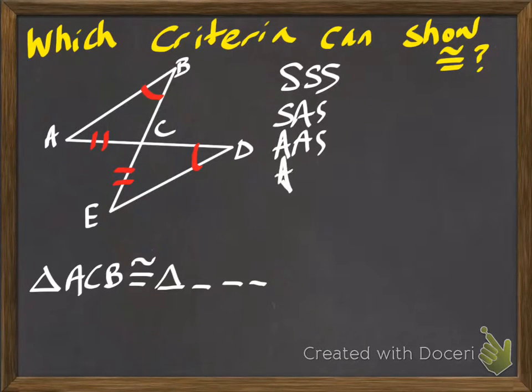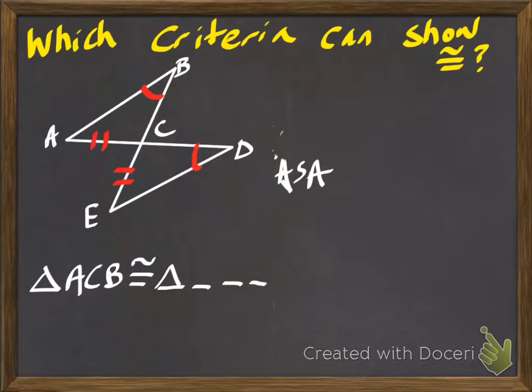These are on your foldable. And we have to figure out which of these, if any, are shown. So let's try and see what's given and what we can determine. Right off the bat, we're given one pair of sides and one pair of angles, and there's no rule that just says AS. So we have to figure out something else.